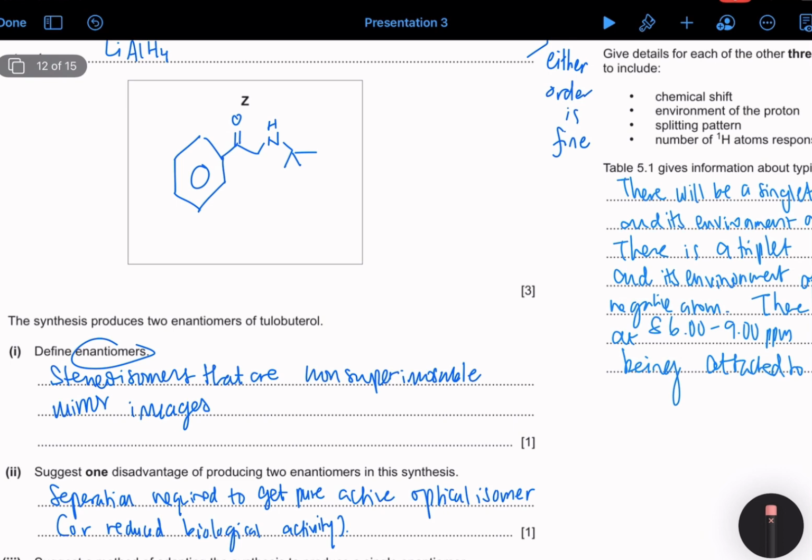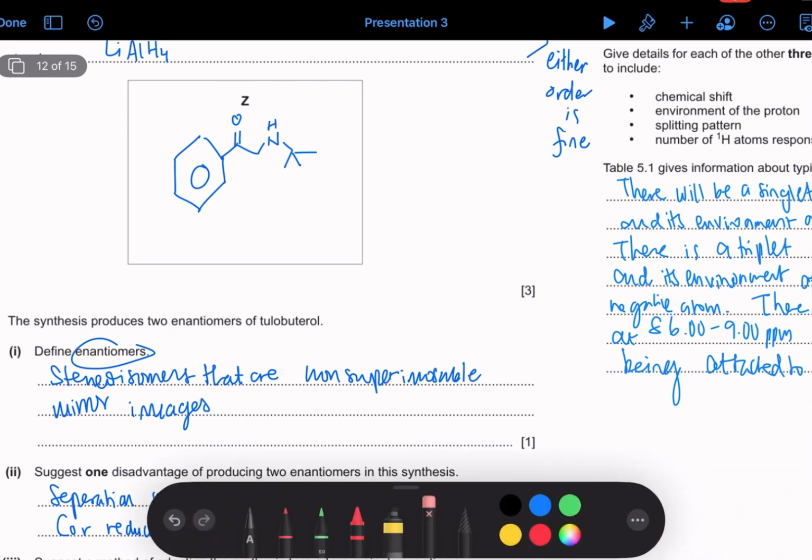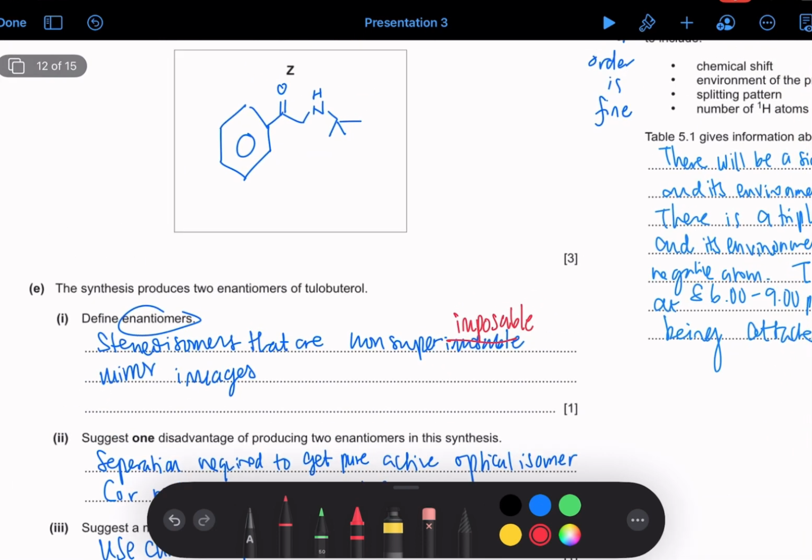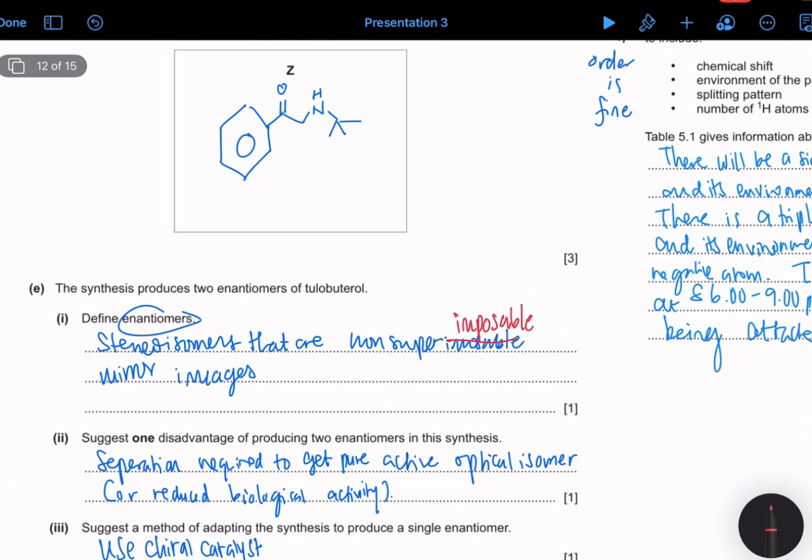Question E. The synthesis produces two enantiomers of tolubuterol. Define enantiomers. Enantiomers are a pair of stereoisomers that are non-superimposable mirror images of each other. So I'll rewrite it: non-superimposable mirror images of each other, not superimposable.